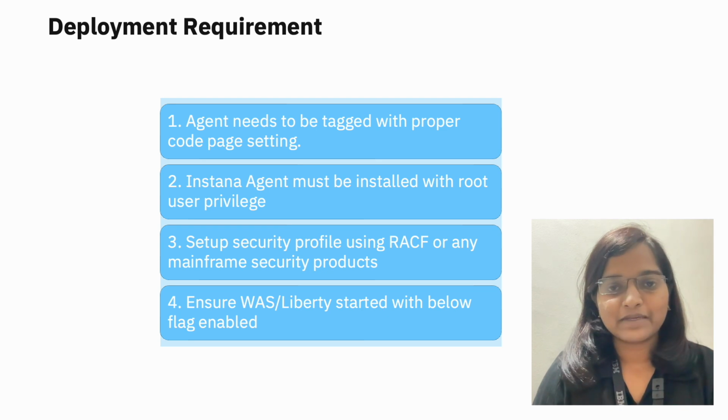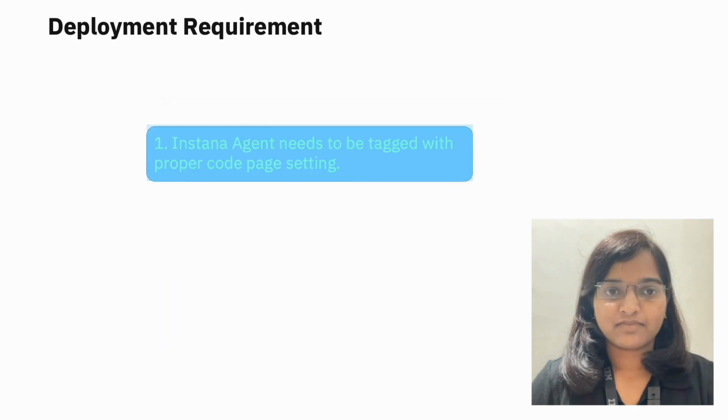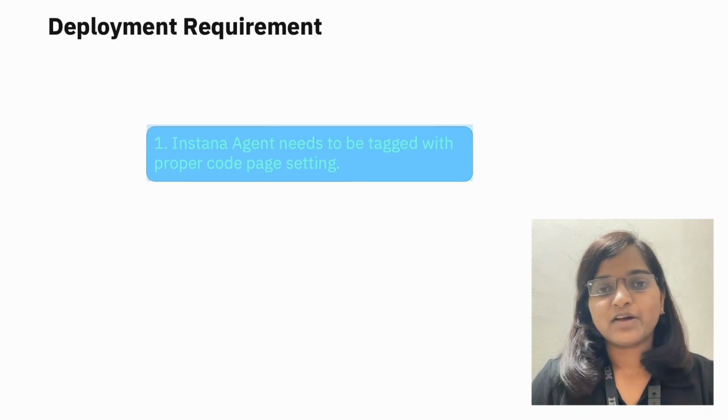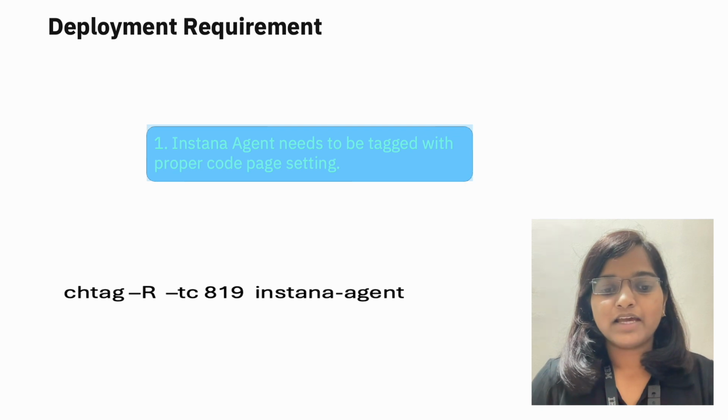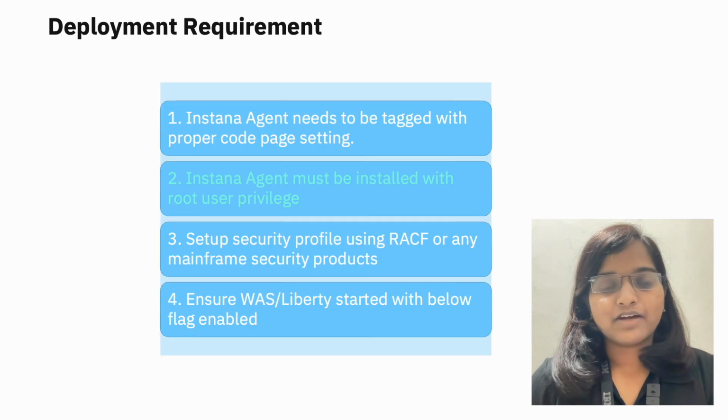There are 4 specific requirements which need to be taken care of for Liberty or WebSphere to get traced using the Instana agent. Once you upload the agent to ZOS, ensure that the Instana agent is tagged with the proper code base setting. Here we'll be using the tag ID 819 as shown in the presentation. The second one is, once you install and start the agent, ensure that you start the agent with the root user or a user which has root privilege.